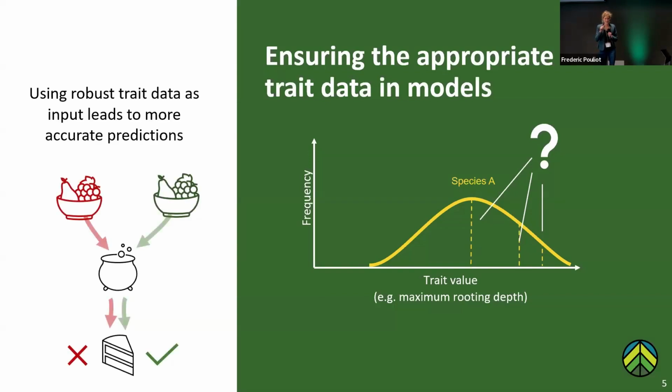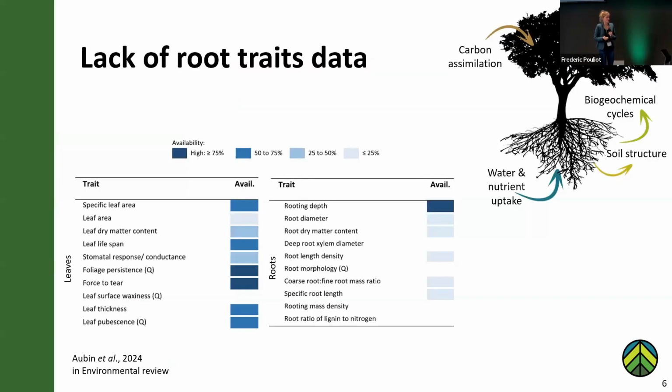This has an impact on the model outputs, because using robust trait data as inputs will allow for good outputs. It's like cooking. If you take bad ingredients to bake a cake, the cake will likely not taste good. So roots are key to understanding several functions like biogeochemical cycles and soil structure, and that is why it is important to integrate them into models.